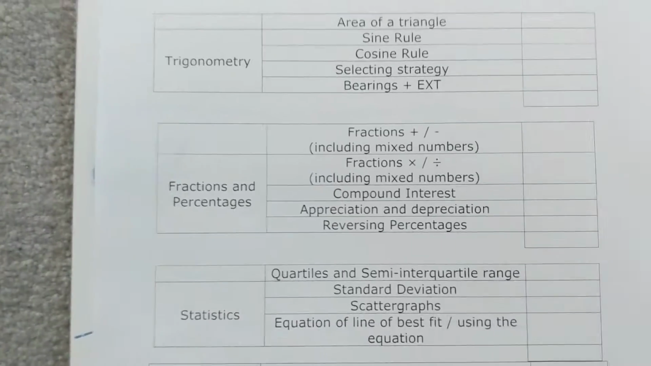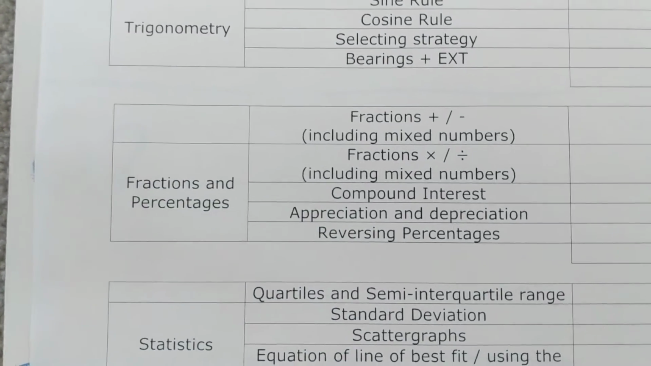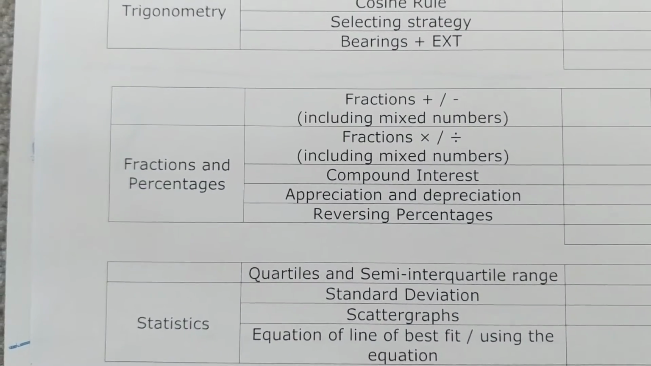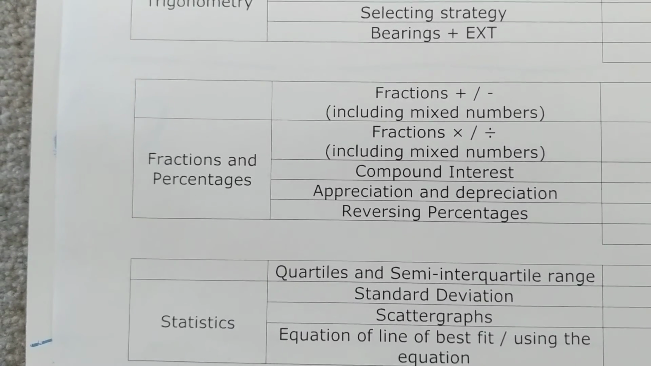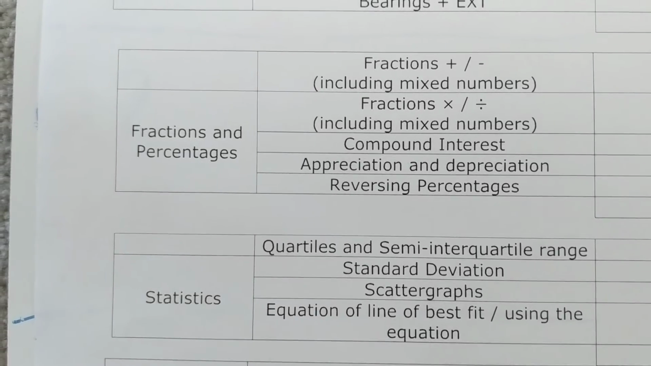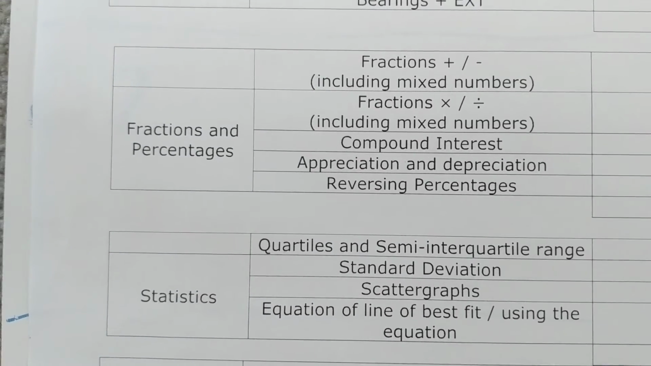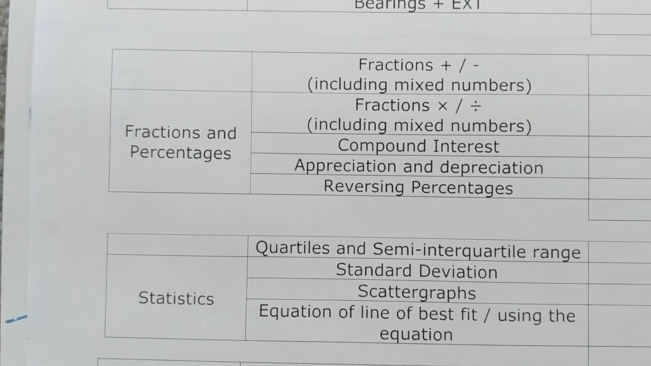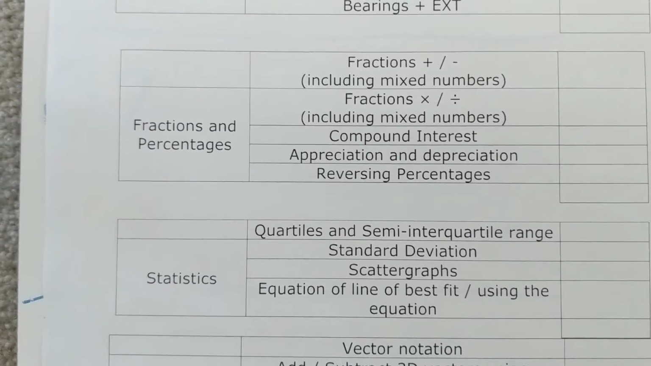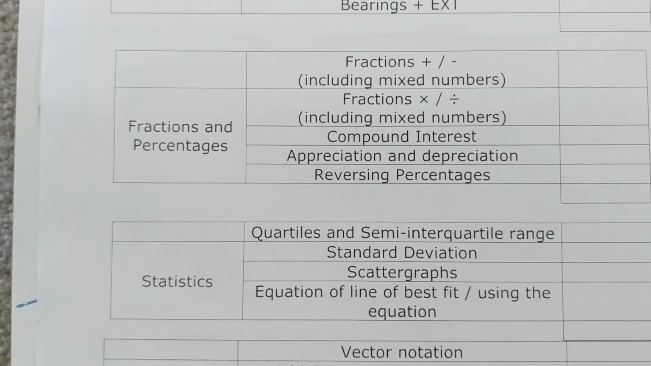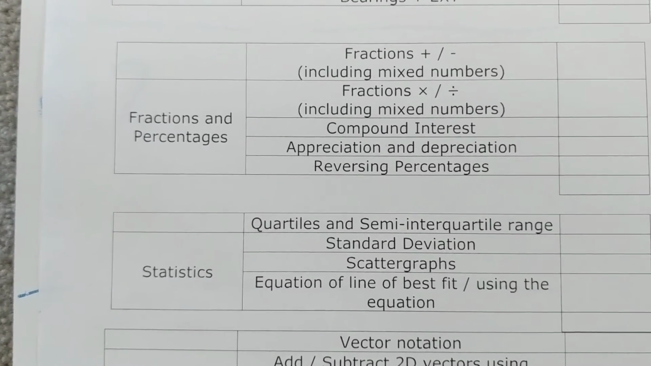Fractions and percentages. You might get asked to add, subtract, multiply, divide with fractions. Watch out for BODMAS as well in there. Compound interest percentage questions, that's when you're doing something for a certain amount of years. So you're timesing a decimal to the power of something. Reversing percentages, that's working back to 100%. So as it went up or down, you need to work back to 100%.